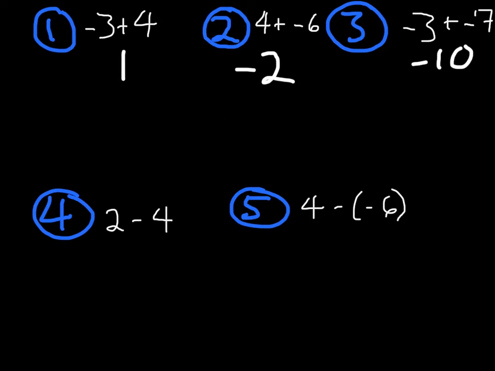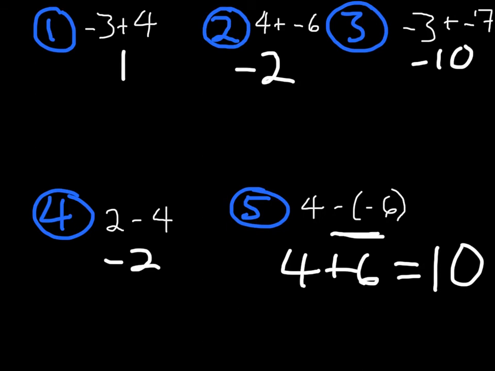Okay. Number 4, 2 minus 4. Well, here we're starting at 2, and again we're going to the left 4 spots, and so this would put us at -2. Okay, and number 5, 4 minus a -6. Here, if a minus and a negative are right next to each other, like you see here, it actually turns positive. So this becomes like 4 plus 6, which we all know is 10.